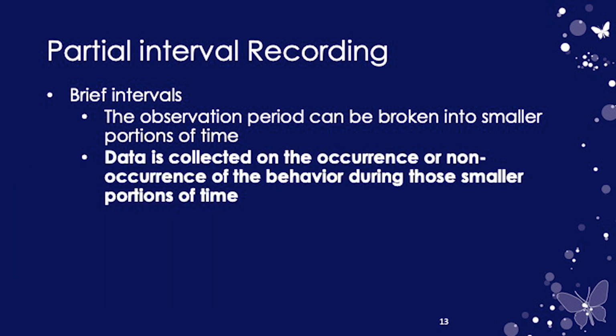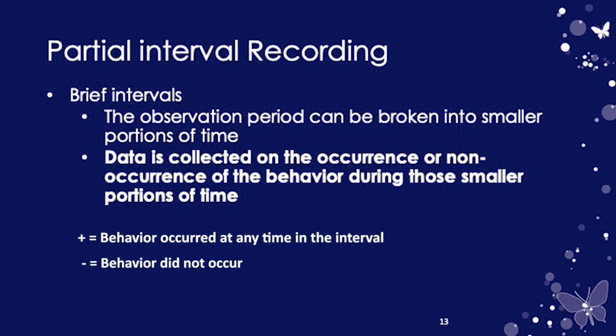While you're observing your client, you will collect data on the occurrence or non-occurrence of the behavior during the smaller portions of time. For example, if you're measuring tantruming, when you're collecting the data, you can mark a plus sign if the behavior occurs in the interval, or a minus sign if the behavior doesn't occur. You always want to mark something. That way, the supervisor will know that the client engaged in an alternative behavior during that interval.